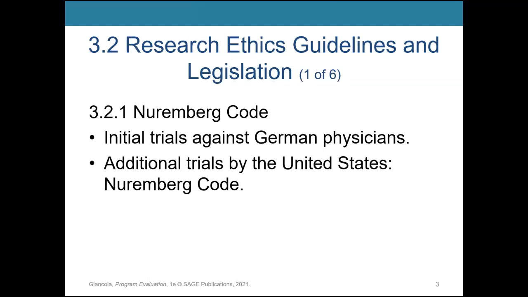So just a brief history of ethics guidelines and legislation. The Nuremberg Code is a set of guidelines for ethics specifically applied to medical types of research that came out of the trials against German physicians after World War II. So when some of the atrocities of what was done to humans in Germany during World War II started to come out, we got from that what's called the Nuremberg Code, which gave a list of ethical guidelines for research on humans. You can read through the details of that Nuremberg Code in your text.